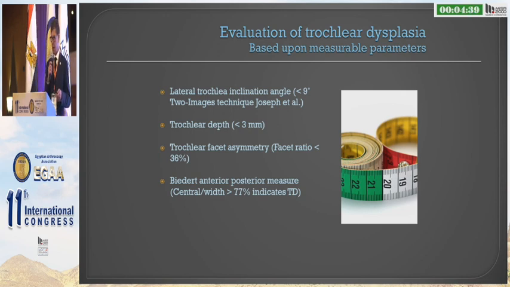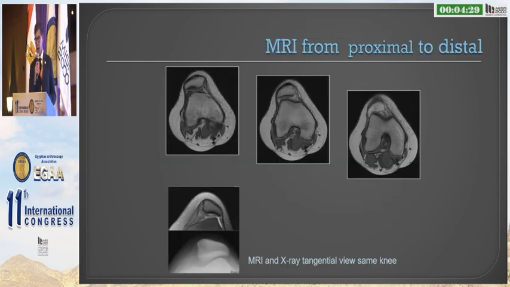And here we have the lateral trochlear inclination angle, the trochlear depth, the trochlear facet asymmetry, and the bead anterior-posterior measurement, and there are several more. However, if you don't remember anything else from this presentation, please remember this: trochlear dysplasia is localized most proximal in the knee, and the trochlear change from proximal to distal is more pronounced if there's trochlear dysplasia.